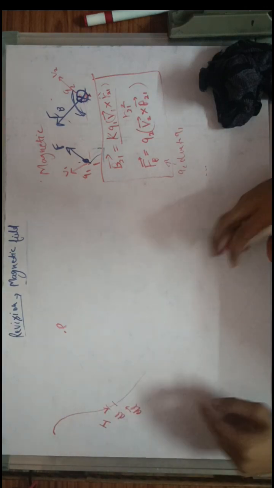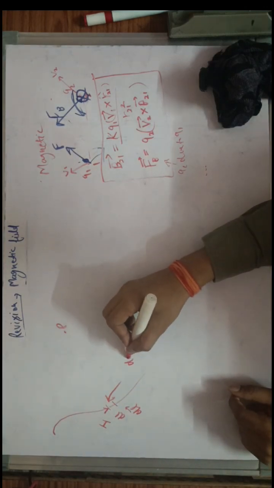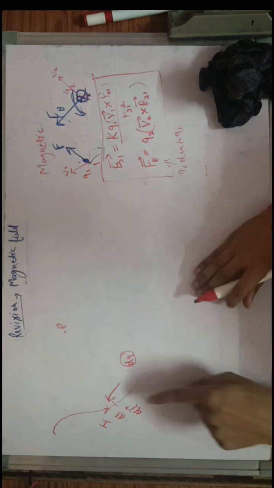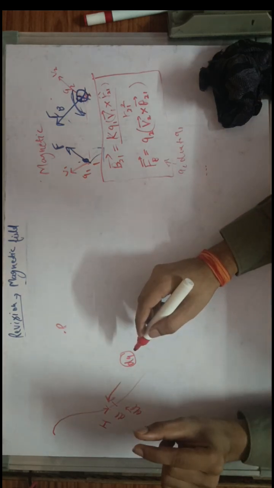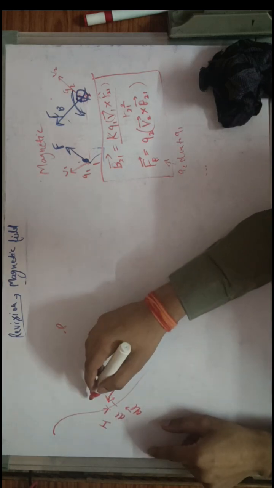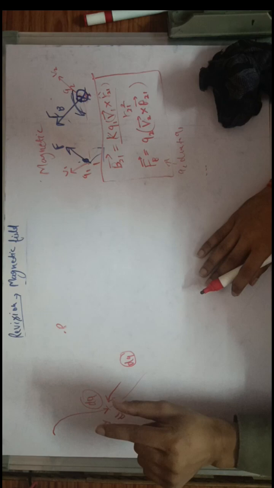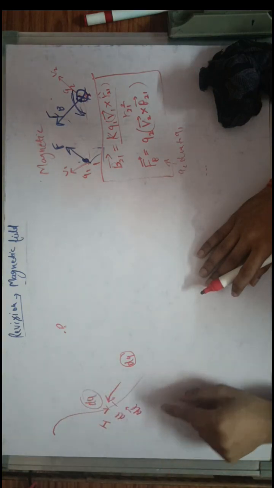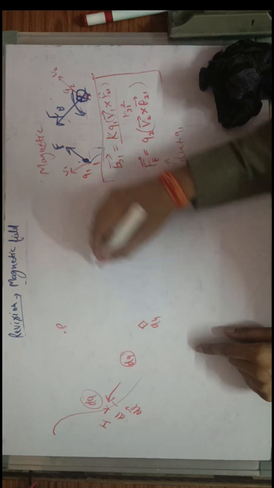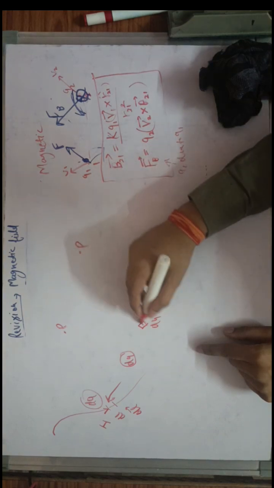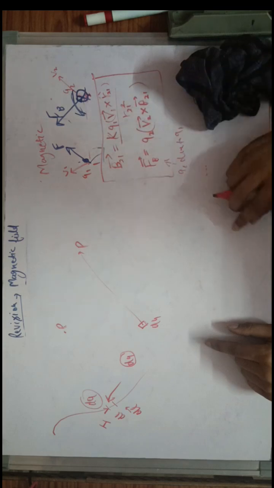This whole length is so small that I can treat it as a point charge. This dl length can be treated as a point, and let's say it contains dq charge which is moving. Then I can assume it to be like a dq charge located at this point, and I want to find the field due to this dq charge at point P, and I can use this formula now.